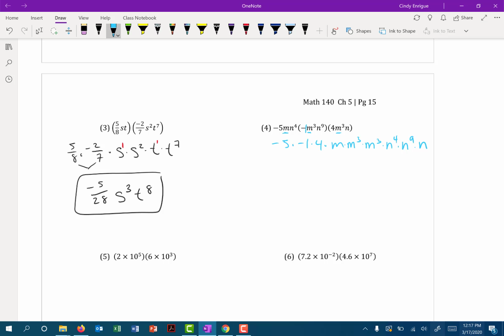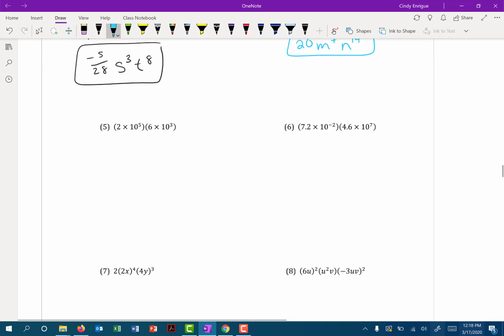So when I multiply my numbers together, negative 5 times negative 1 times 4 is a positive 20. And remember, when there isn't an exponent, it can default to be a positive 1. So now I'm going to add these exponents together, 1 plus 3 plus 3. That's going to give me an m to the 7th power. Now I look at my n's, 4 plus 9 plus 1. That's going to give me a positive 14. And so that's going to be my final answer.